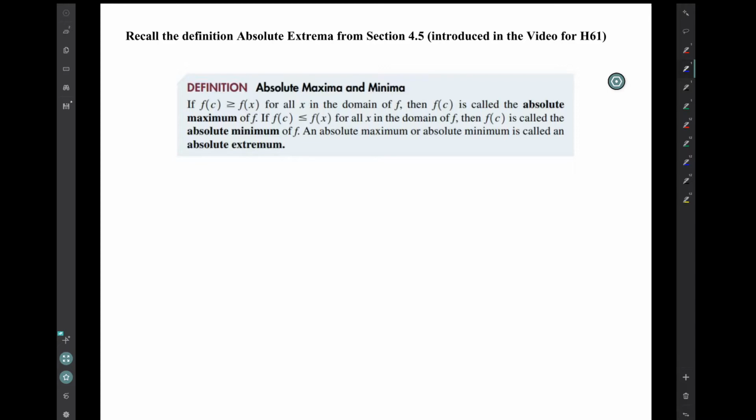And recall the definition of absolute extrema from section 4.5, which was discussed in the previous video for homework 61. An absolute max for a function is a y value, f of c, with the property that it's the greatest y value for all x in the domain of the function. In other words, if you compare f of c to f of x for any x in the domain of the function, f of c is greater than or equal to f of x. An absolute min is the same sort of thing, but f of c is the least y value for all x's in the domain. So if you compare f of c to f of x for any x in the domain of f, then f of c is less than or equal to f of x.